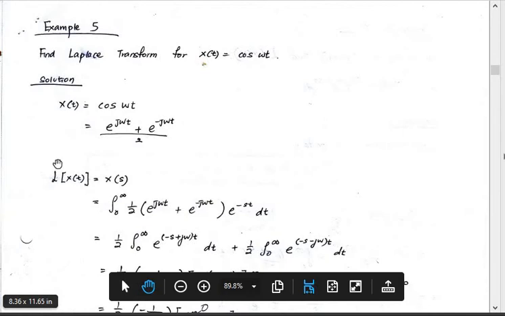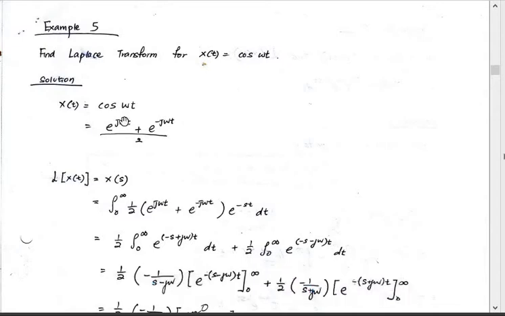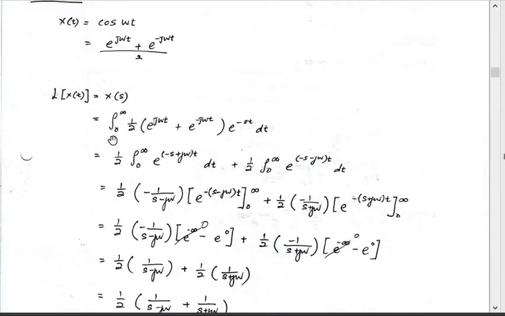We go to another example, that is, find the Laplace transform for x(t) equal to cos omega t. So for cos omega t, we use the Euler formula to change the cos to exponentials: exponent j omega t plus exponent minus j omega t, divided by 2. So for the Laplace transform of cos omega t, we use the formula for the unilateral transform from 0 to infinity. We substitute the exponential part here. We take out the 1 over 2, which is a constant, and then multiply with the exponent negative st dt. So we handle it part by part.